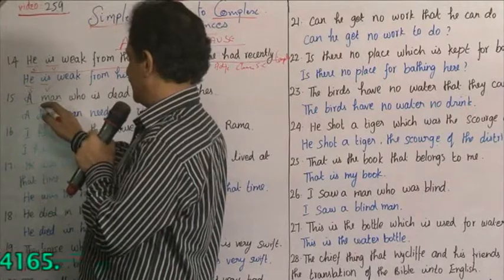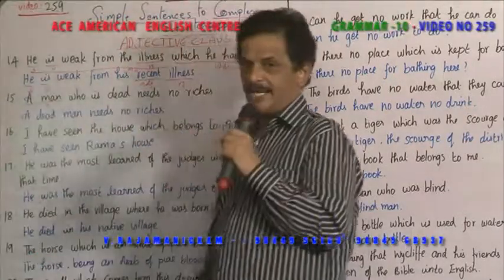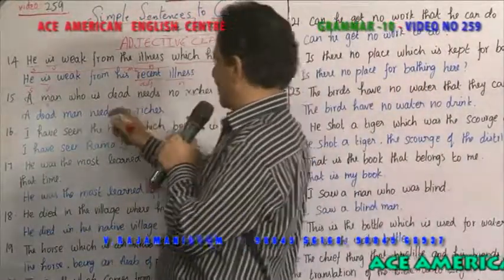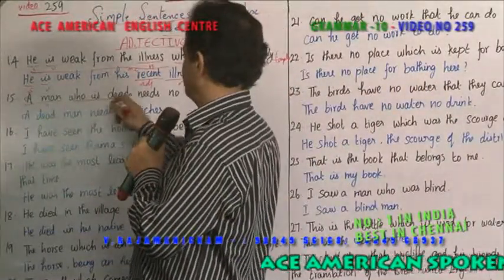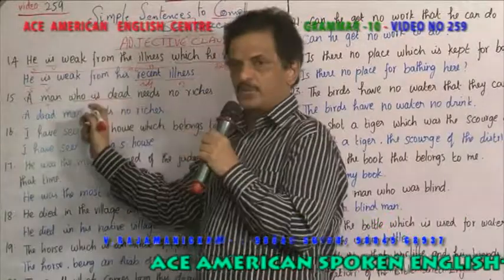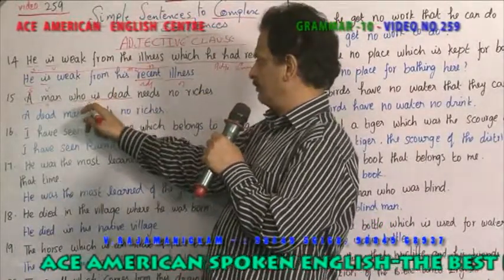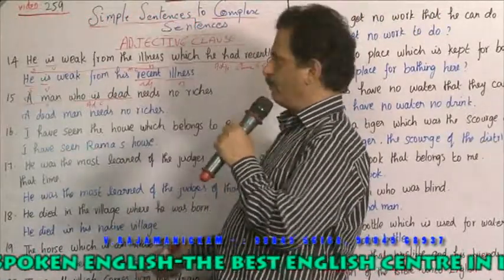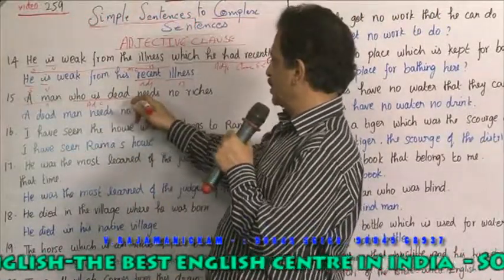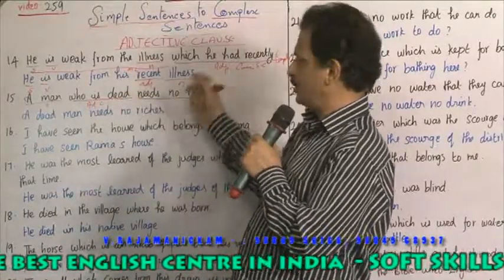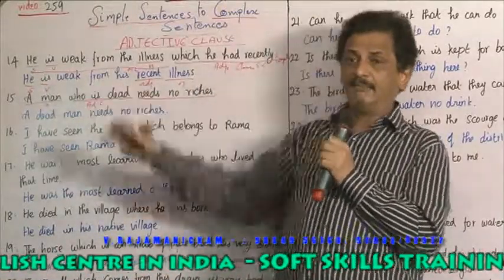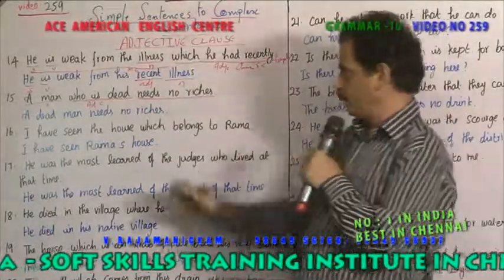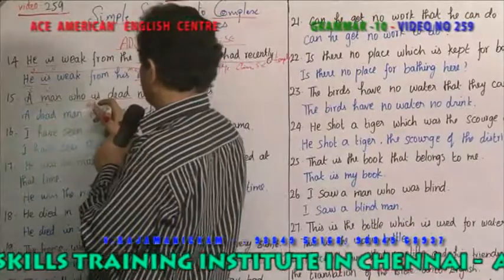Next is a man. A man is a noun, isn't it? You agree with that. And the description about the man, the qualification of the man: who is dead. A man who is dead. This who is dead is the adjective clause. It qualifies the noun man. A man needs no riches. Which particular man? The man who is already dead. So the who stands for the man. So this becomes a subordinate clause.